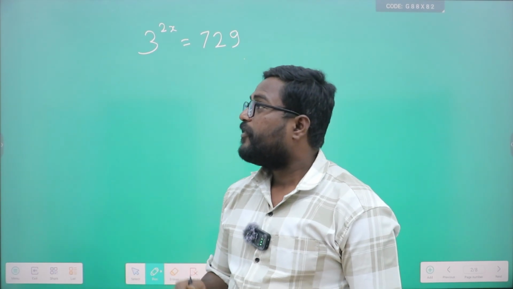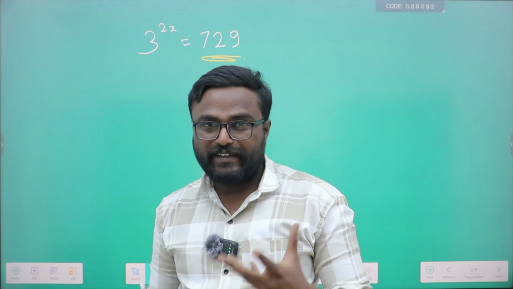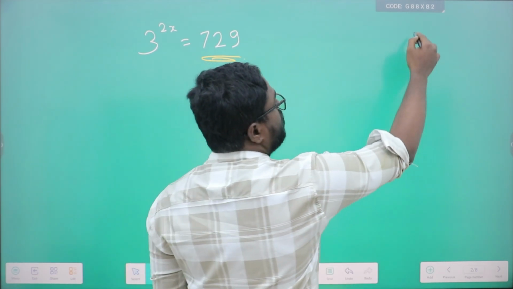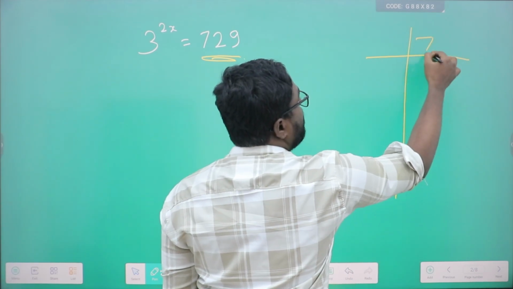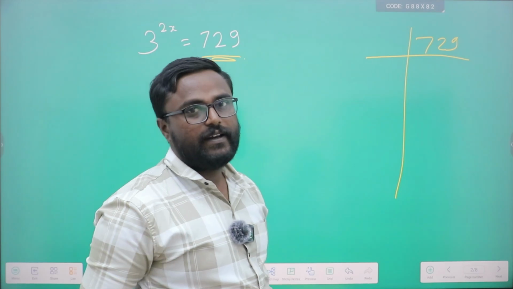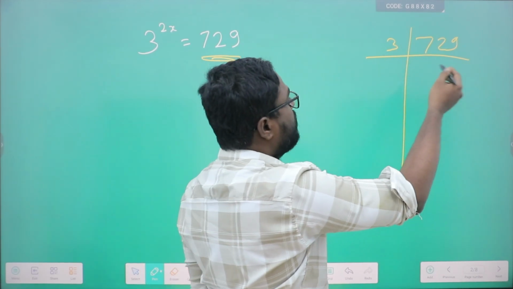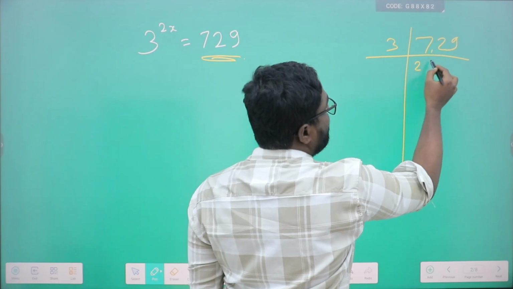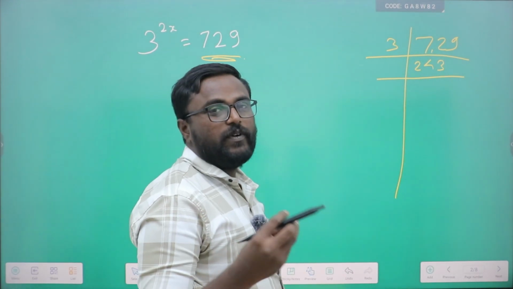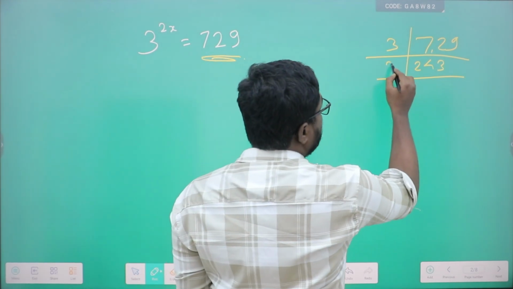Initially we will have to get this 729 with the base number 3. How do we do that? We will use the prime factorization method. So I'll just write down the 729 over here, and the least prime number that I can divide 729 by is nothing but 3. So 729 divided by 3 will be 243. Which is the least prime number that we can divide 243 by? It is 3 itself. So divide this by 3.